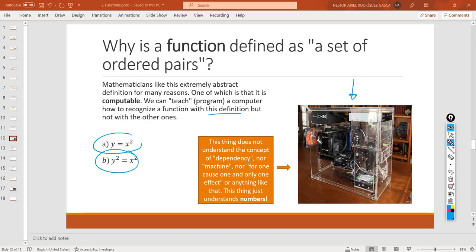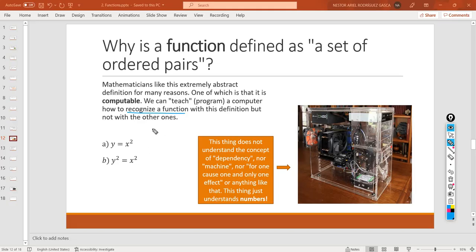This thing doesn't understand human language, right? It doesn't understand the concept of dependency. It doesn't understand cause and effect. It doesn't understand the ideas behind input and output and so on. It's just a machine. And this thing only understands numbers. That's all it understands, guys. Numbers.